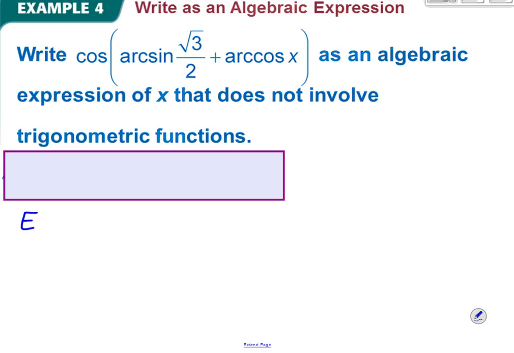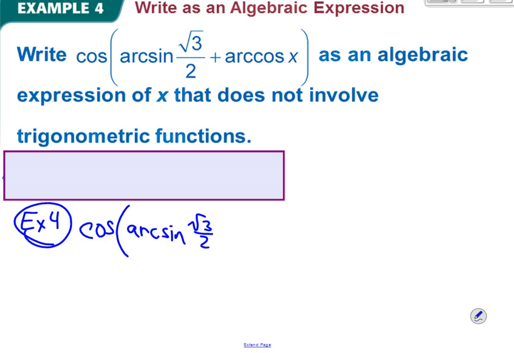the arc trigonometric functions. Remember, the arc sine or the arc cosine means that they are giving you the ratio and you are going to have to find what the angle is. So this is number 4, and I'll write it down here. It says cosine of the arc sine of the square root of 3 over 2 plus the arc cosine of x. And the directions say to write this as an algebraic expression of x that does not involve trigonometric functions.